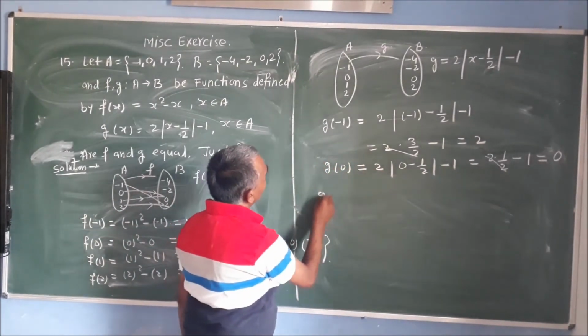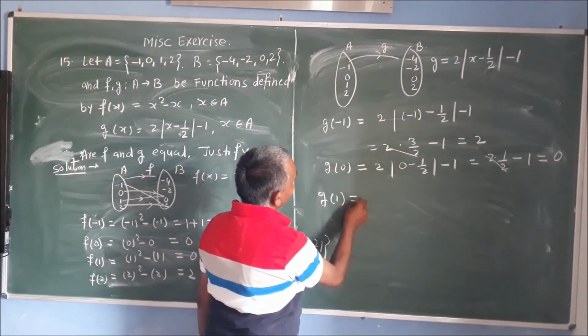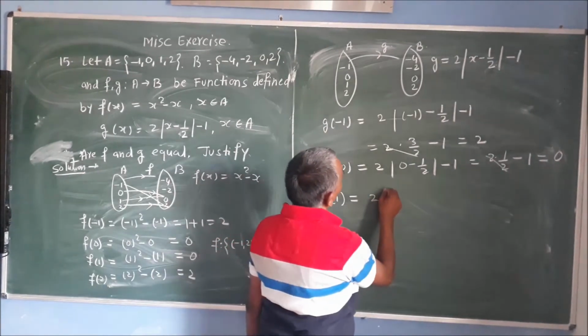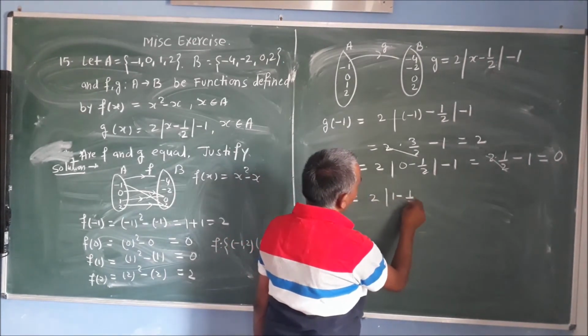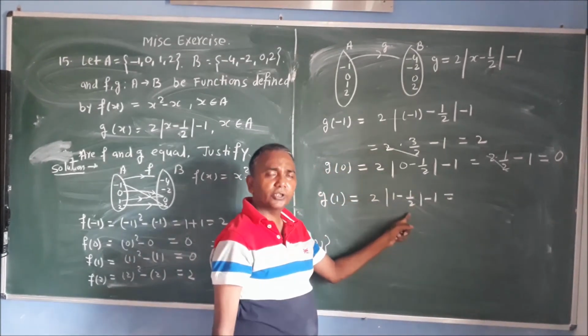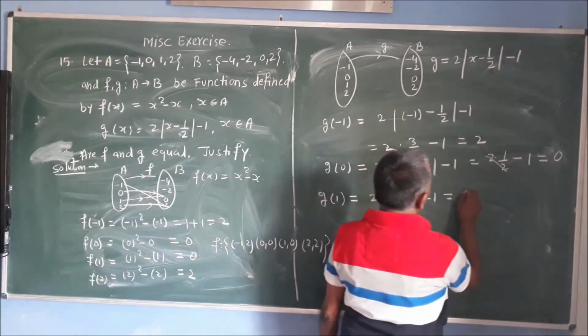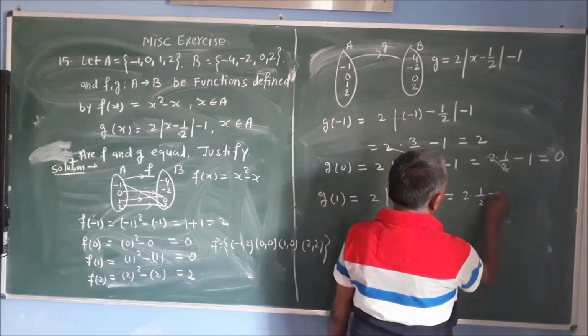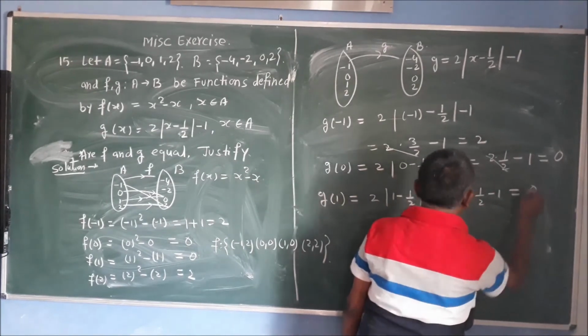And after that, g of 1. This can be written as 2 into modulus of 1 minus 1 by 2 minus 1. So you can write 1 minus 1 by 2. This is again half. So you can write 2 into 1 by 2 minus 1. So this is again 0.